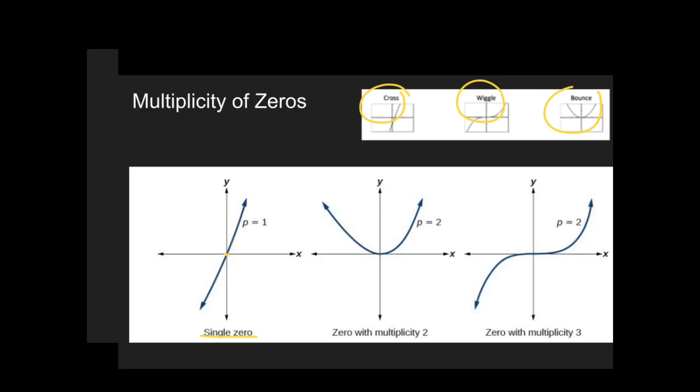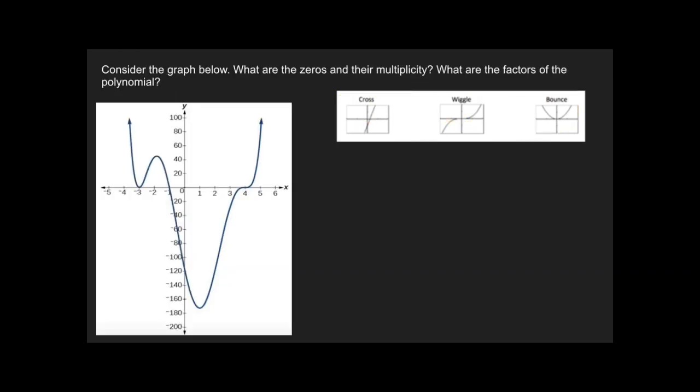When the graph bounces at the x-axis, the exact point where it touches has two zeros, so zero with multiplicity 2, meaning there are two zeros existing at that location. If the graph wiggles at a specific value on the x-axis, it means that there are three zeros in that location. To apply that understanding, let's take a close look at this illustration.